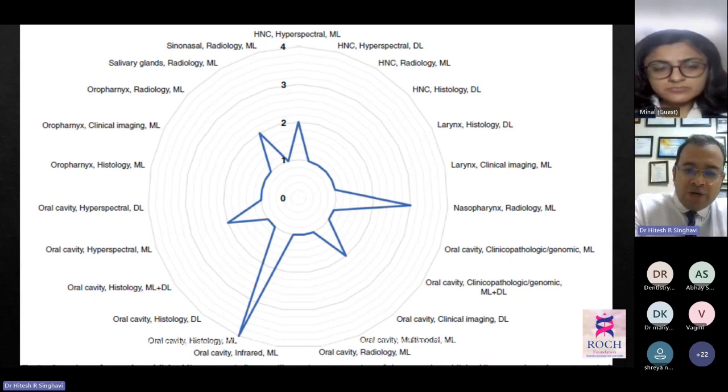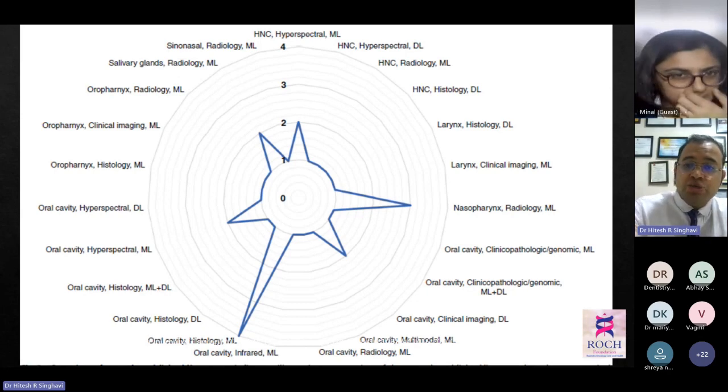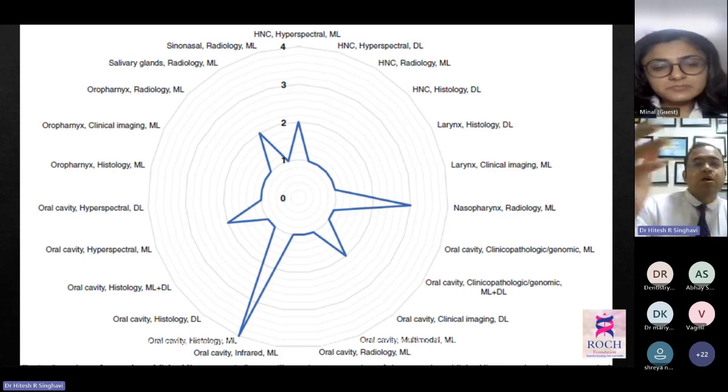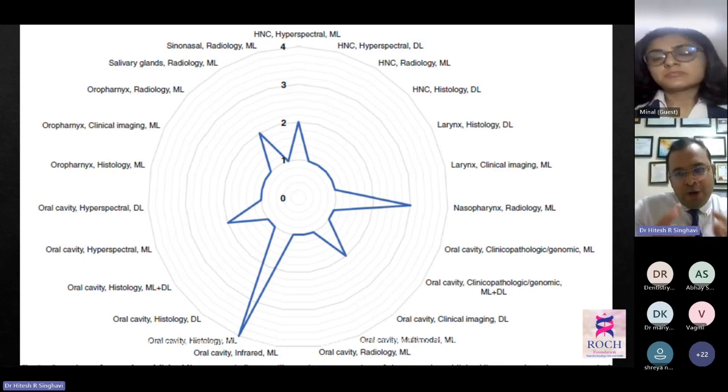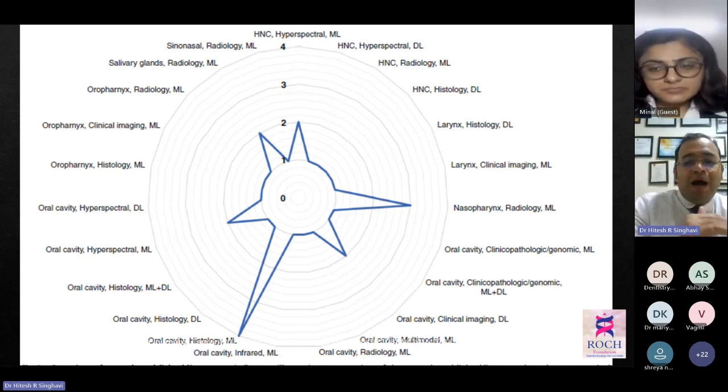Now, if you see, the longest spike is in oral cavity histology and oral cavity infrared. Also, oral cavity clinical imaging is somewhere at 2. Nasopharynx radiology is somewhere at 3. So this is the beautiful diagram where you'll be able to understand which part of head and neck cancers AI has already taken a lead, while there are a few parts where it is still in the incubation stage.